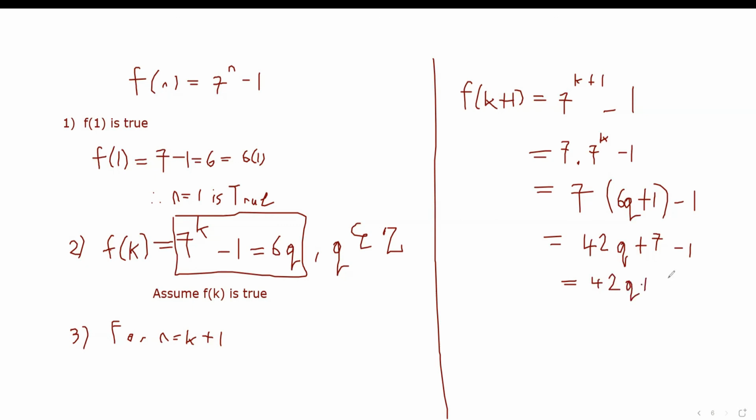And then we can factor out 6. So now we can factor out 6 and write that this is equal to 6 times in bracket 7q plus 1, which is actually 6 times some number m for Marika, where m is 7q plus 1. All right, nice. So therefore, n equal k plus 1 is true. Let's say thus, n equal k plus 1 is true.